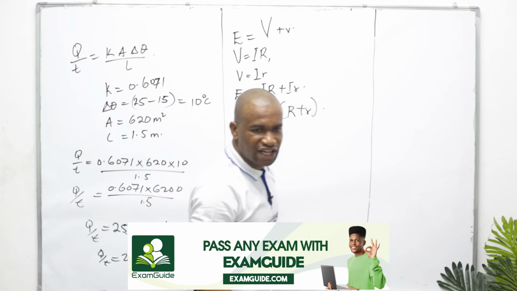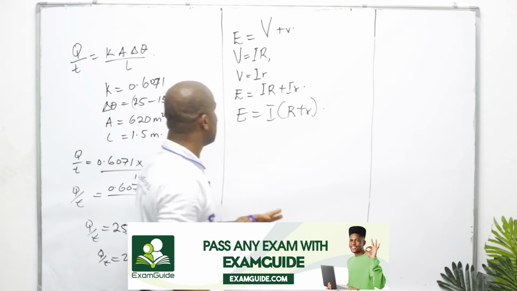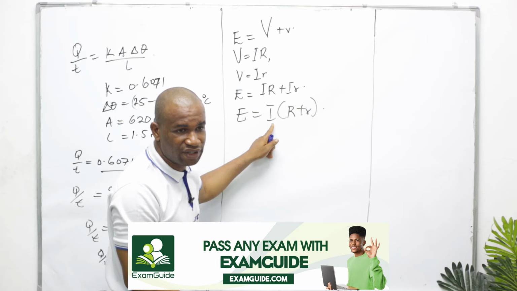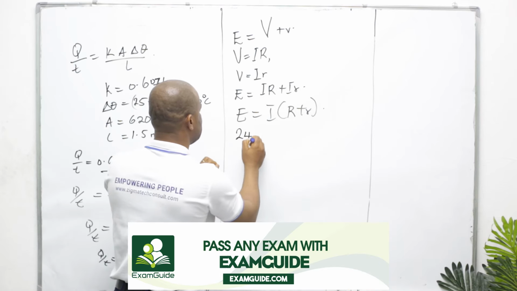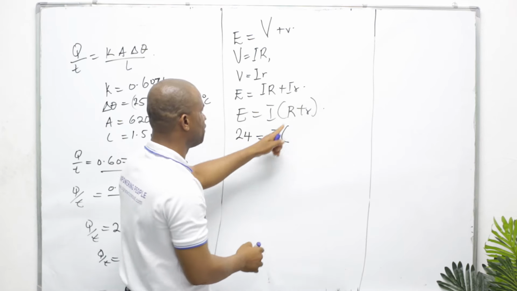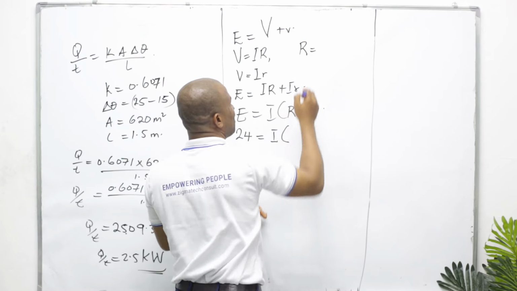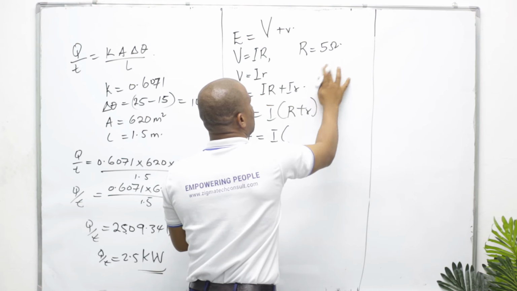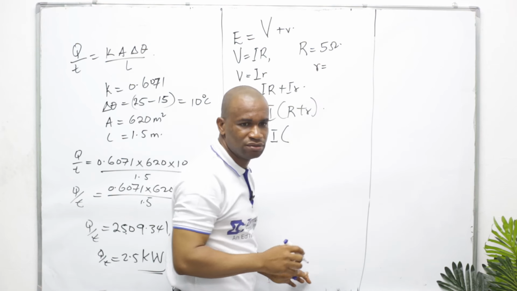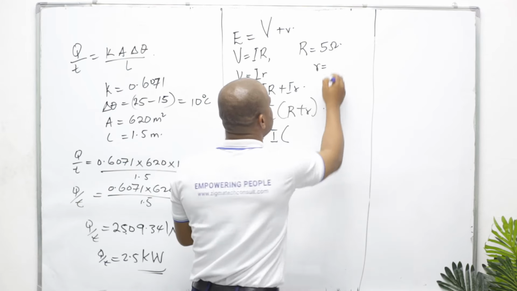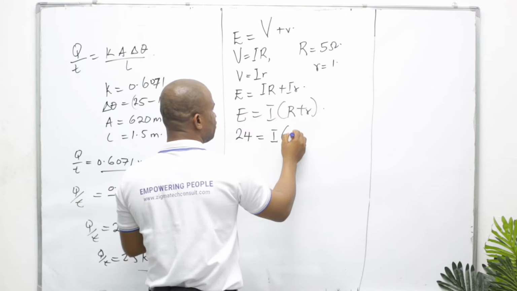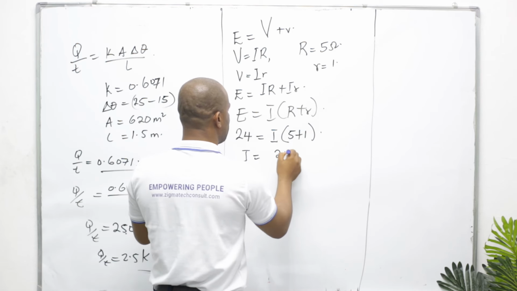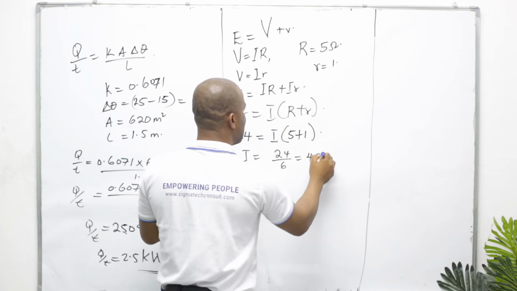Now, since I am looking for PD, first let me get my current, because I don't know the current. So I'm going to have 24 is equal to current times R plus small r, where capital R, the external resistor, is given as 5 ohms, and the small r, the internal resistor, is given as 1 ohm. So this is going to be 5 plus 1. So I is going to be 24 over 6, which is 4 ampere.